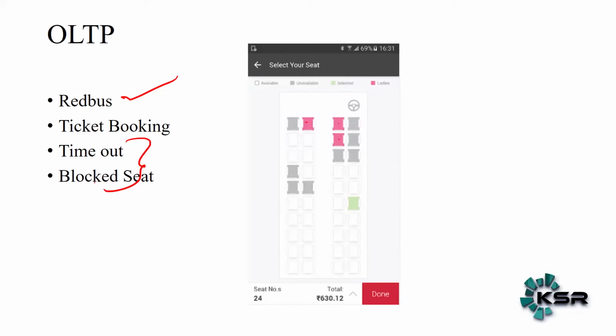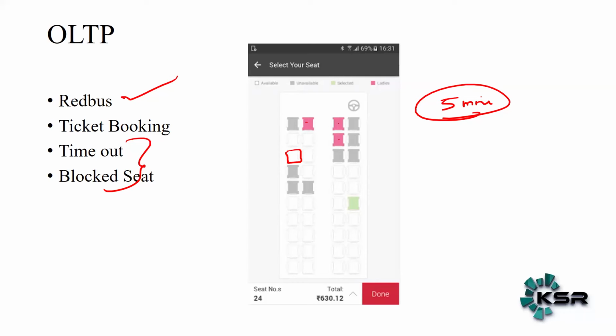So this is where your timeout and the block seat comes into the picture. For example, you block the ticket now, and 5 minutes will be given for you to pay this amount. In those 5 minutes, if someone else sees the same ticket, it will show it's blocked. Someone has already blocked it, so that seat will not show to you. Have you ever experienced this? Yes.